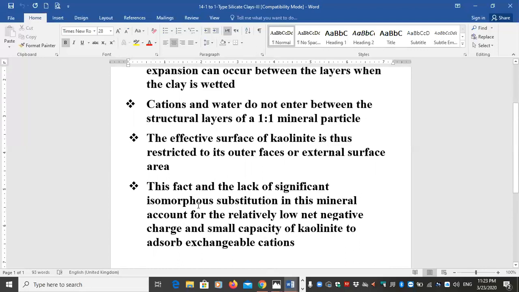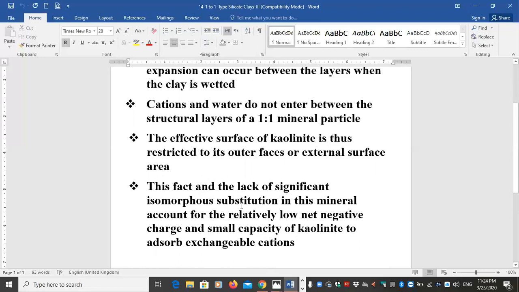Now, although we put these facts together, let's remember that isomorphous substitution is not something we can explain. We describe it. This is how it happened in nature. We have no control over how much isomorphous substitution there is in each clay mineral. That is part of its characteristic when it formed.